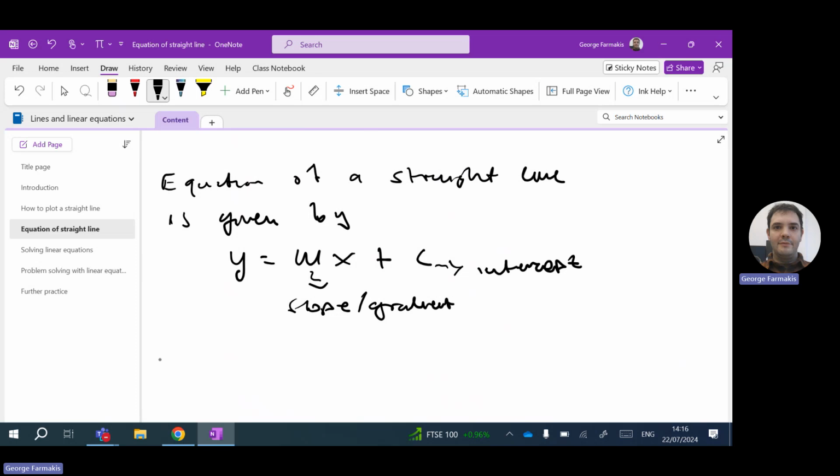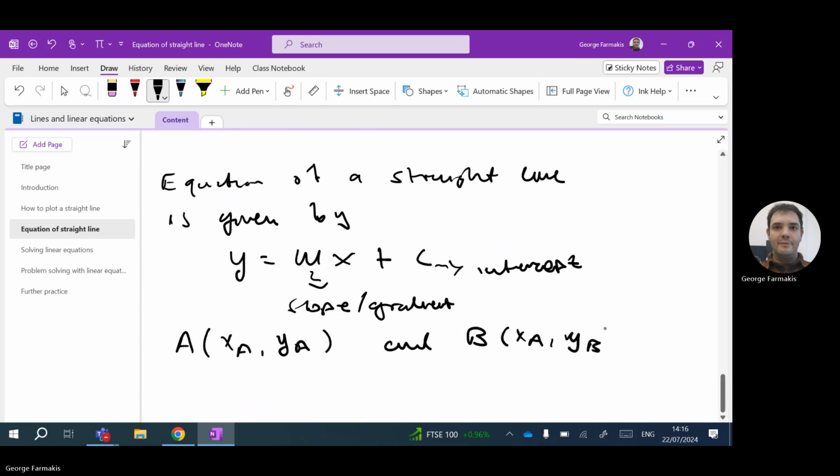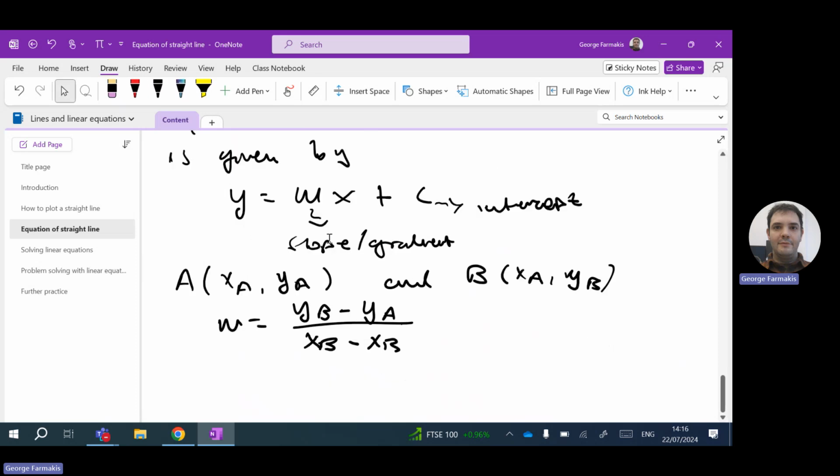Now, if we know 2 points of the line, A and B, we can always find the gradient, which is given by the change in y over the change in x. Given 2 points, we can always draw the line. If we are given the equation of a line, we can always find 2 points that belong to the line. We just choose values for the x coordinate, find the y coordinate, and get 2 points to plot the line.